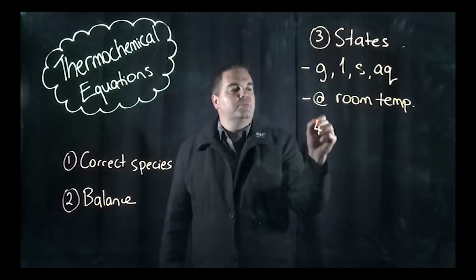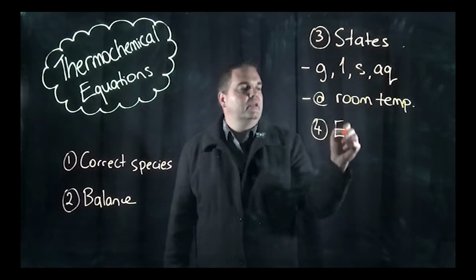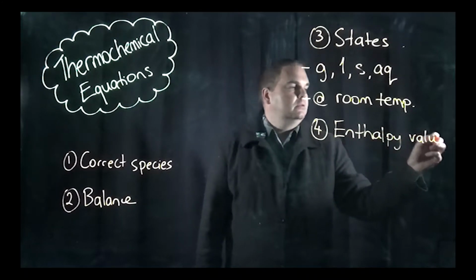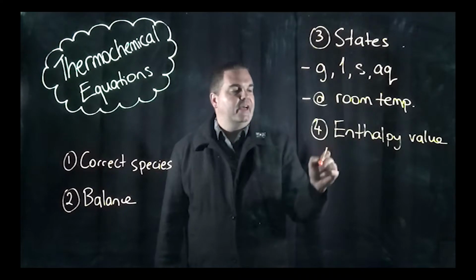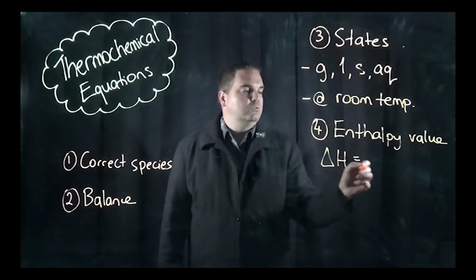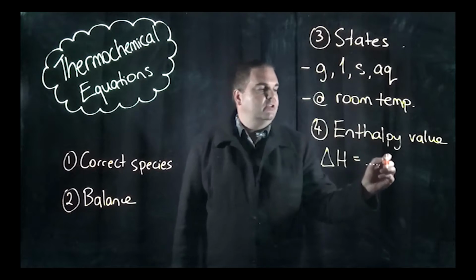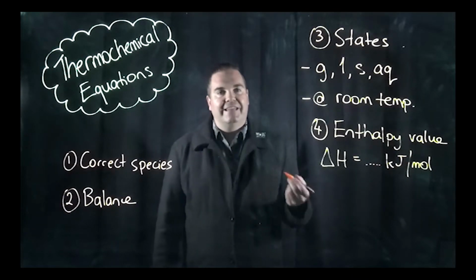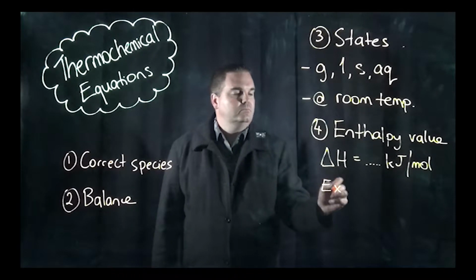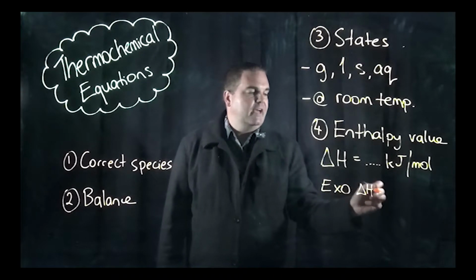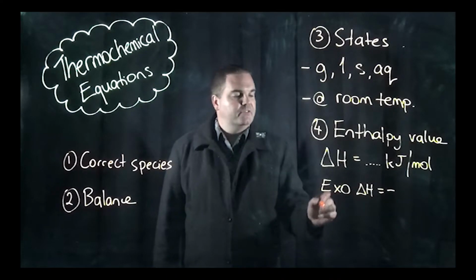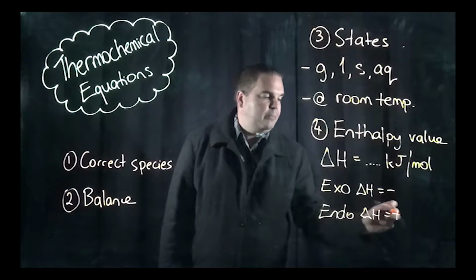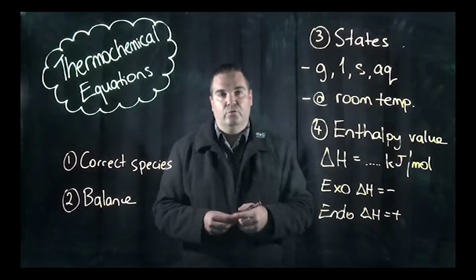The final thing you need to put in there is what we call the enthalpy value. You normally write that as delta H equals, put your value in, and then you'd have kilojoules per mole. If it's an exothermic reaction, your delta H must have a negative at the front. If it's an endothermic reaction, and this is important, your delta H must have a positive. You actually have to state if it's a positive or a negative.